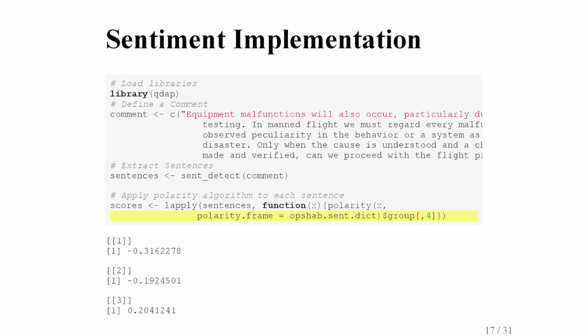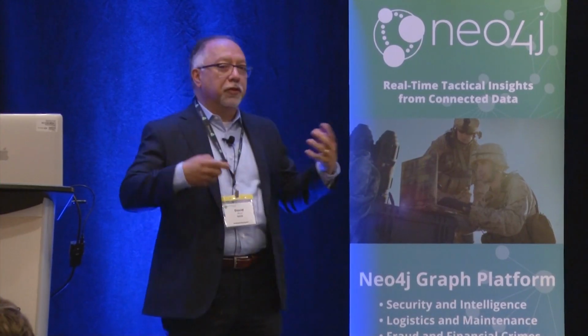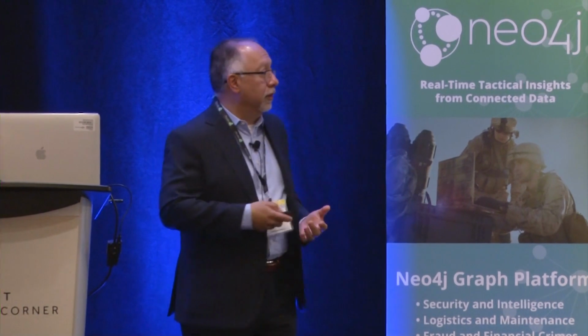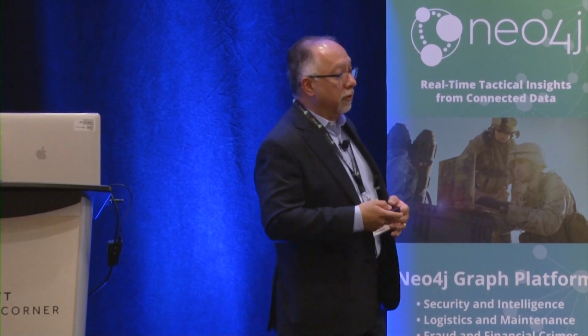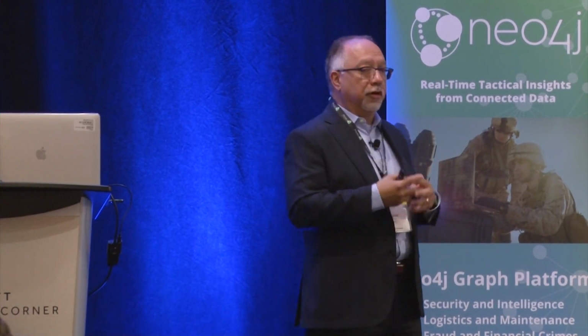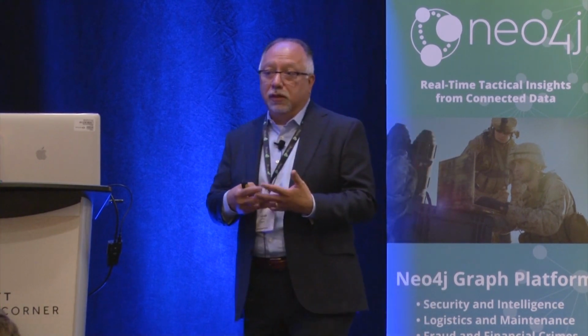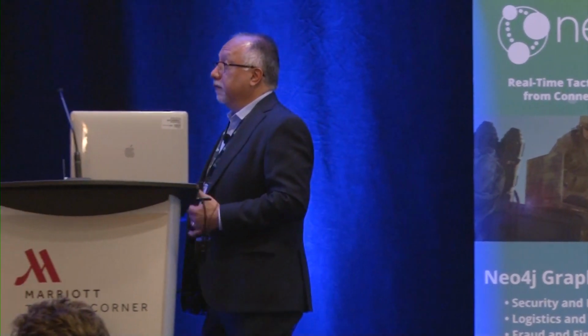So here's the quick implementation of a paragraph that's showing you there. We detected sentences within that paragraph. We can give a score for each sentence within that paragraph. It is a -0.31 for the first sentence, a -0.19 for the second, and a +20. So that's where we're starting to break down and do the algorithms on top of the text to be able to give the human factors engineer an idea of what these comments are about, at least from a sentiment perspective.